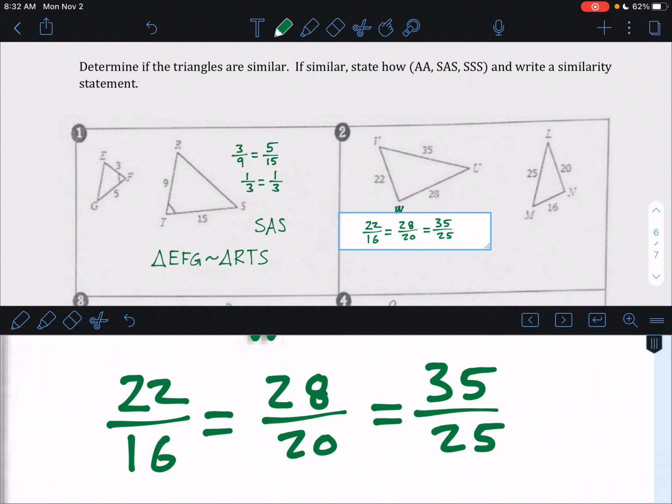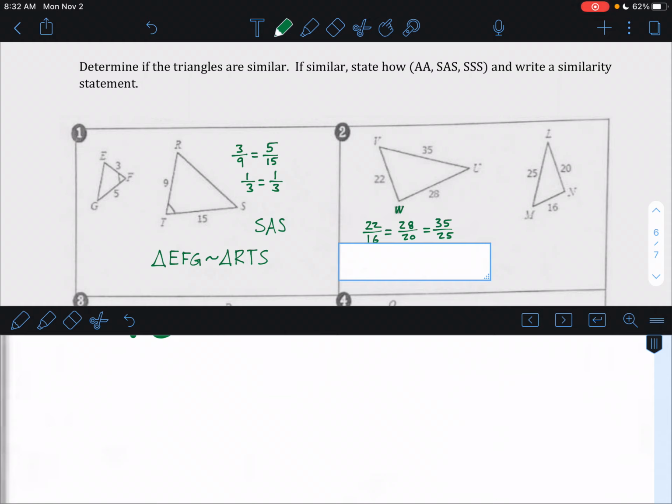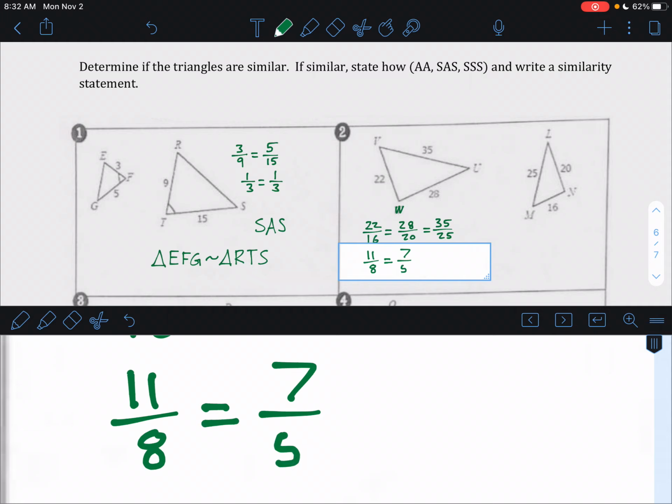So 22 over 16 reduces to 11 over 8. 28 over 20, if I divide both those by 4, I get 7 over 5. And 35 over 25, if I divide both those by 5, I get 7 over 5. So I got 11 over 8 equals 7 over 5 equals 7 over 5. That's not true. 7 over 5 equals 7 over 5.